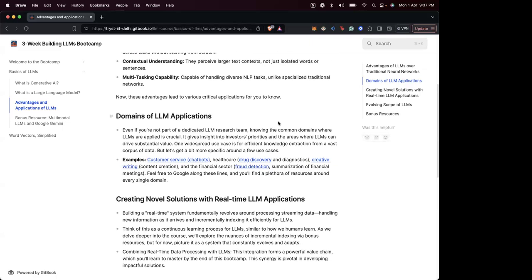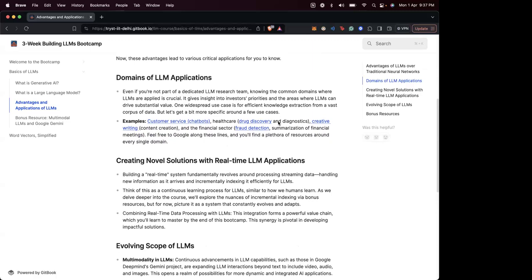So even if you're not part of a dedicated LLM research team, knowing the common domains where LLMs are applied is crucial. It gives insight into investors' priorities and the areas where LLMs can drive substantial value. One widespread use case is efficient knowledge extraction from a vast corpus of data. But yeah, we can get a bit more specific.